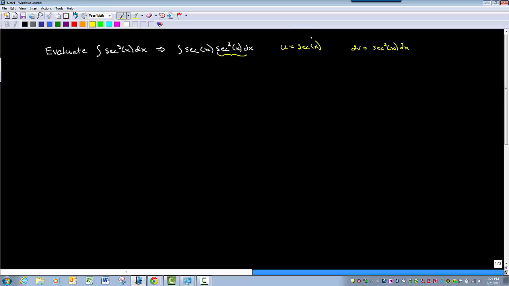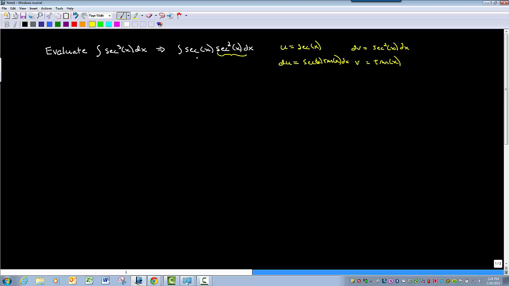So if I differentiate secant, I end up with secant x times tangent x. And if I work backward here, I believe I end up with v equal to tangent x. If I differentiate tangent, I go to secant squared, and this is supposed to have a dx at the end. Okay, so I get this.